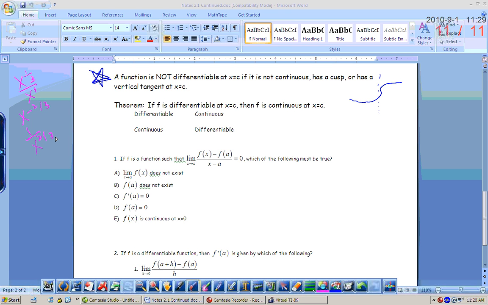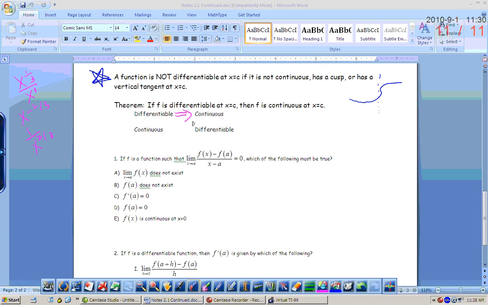All right, a theorem. If f is differentiable at x equals c, then it's continuous. So if I ever tell you that a function is differentiable, you need to think, ding, ding, ding, that also means it's continuous. Yes, but I could say it's differentiable everywhere, and therefore it would be continuous everywhere. So differentiable implies that a function is continuous.